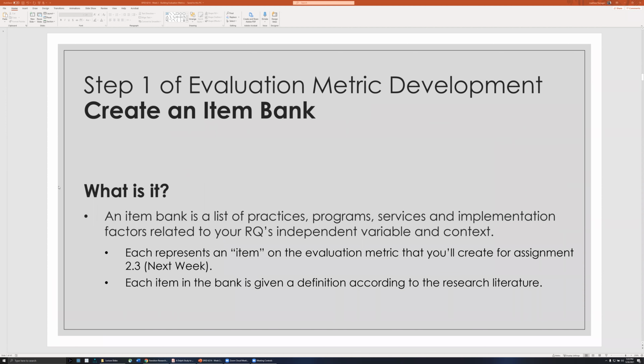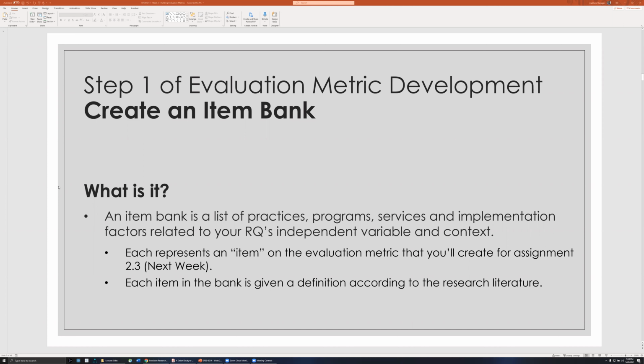All right. So let's start. This whole process is going to go in steps. I want to show you how to do step 1 of creating your evaluation metric tool. The first thing we have to do to make our evaluation metric is to create an item bank. And I'm using the word metric, that's another word for a data collection tool. So an evaluation metric is an evaluation tool that collects data about practices, programs, services, and implementation factors.